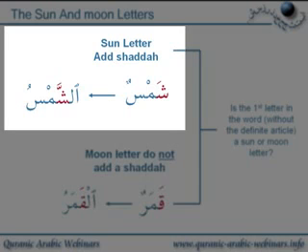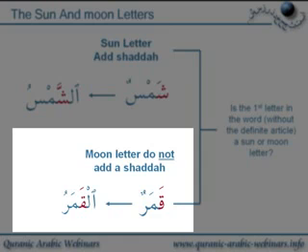Now, let's contrast this or compare it, whichever way you want to look at it, to a moon letter. So we do the same thing again. And the rule is, if the first letter is one of the moon letters, we do not add a shadda to it when we prefix the word with the definite article. So here we've got the word qamar. Okay, and the full word with the grammar would be qamarun. Okay, so indefinite noun. Prefix it with the definite article, it becomes al-qamaru. Okay, so we've dropped one of the dhamma.